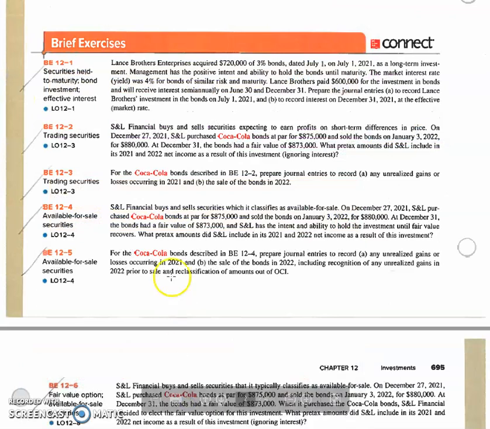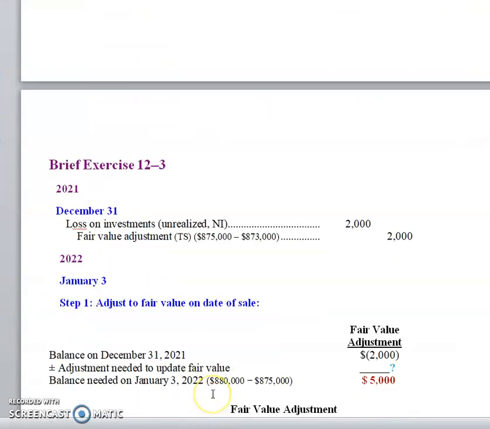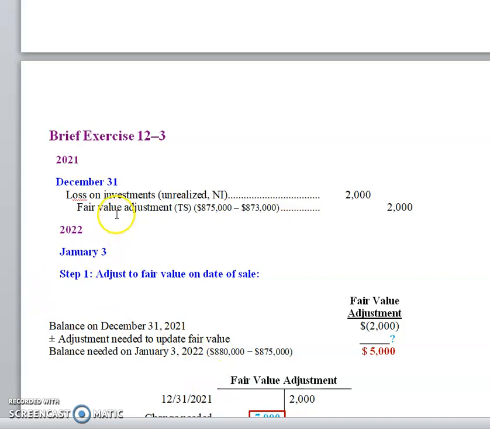And there it is. For the Coca-Cola bonds described in 12.2, prepare the journal entries to record any unrealized gains or losses occurring in 2021, the sale of the bonds in 2022. So there, we'll just pull it up and look at those. So there we see the loss being recognized at December 31, 2021. Debit loss on investments. Credit the fair value adjustment because it's a reduction of the bonds. So this account then, in that case, if the $2,000 is its balance, it will be a contra asset.